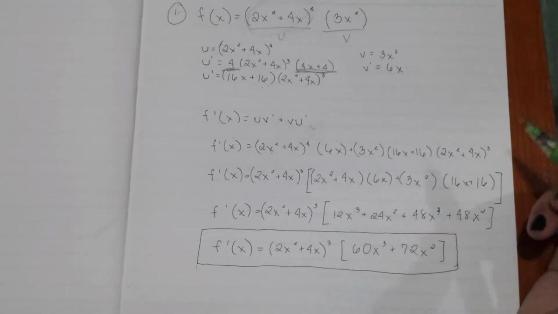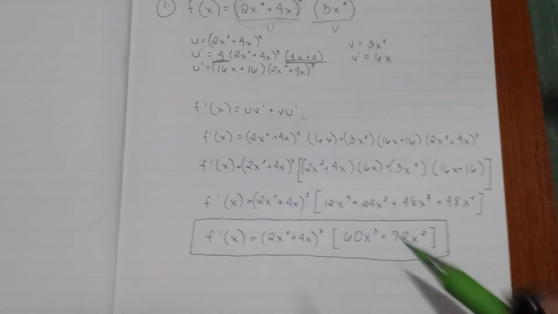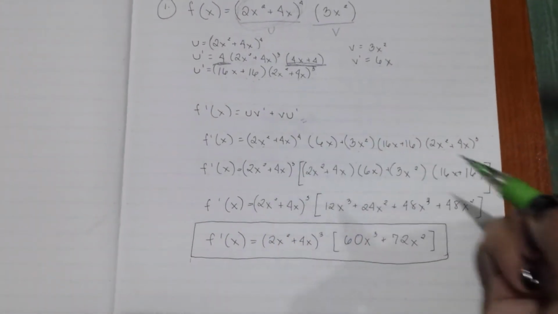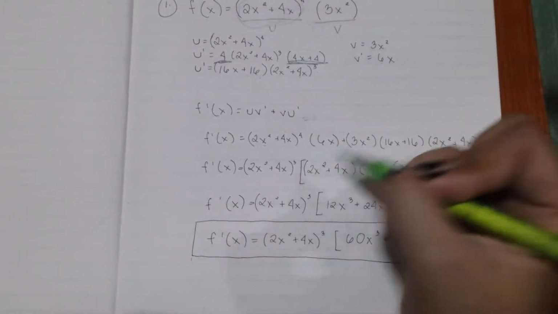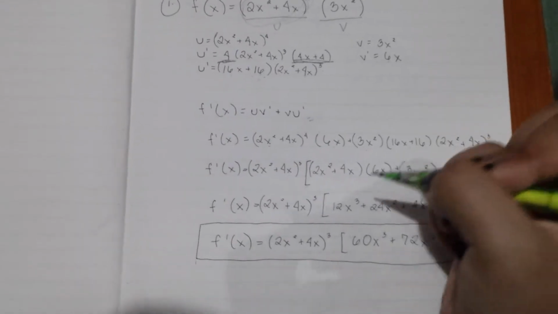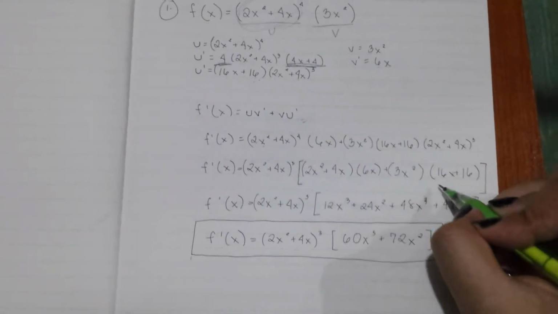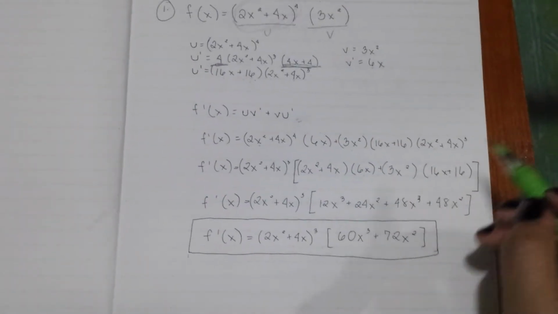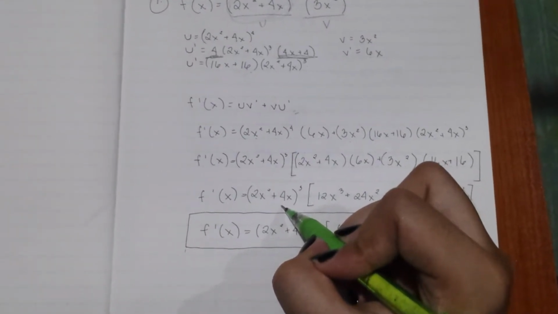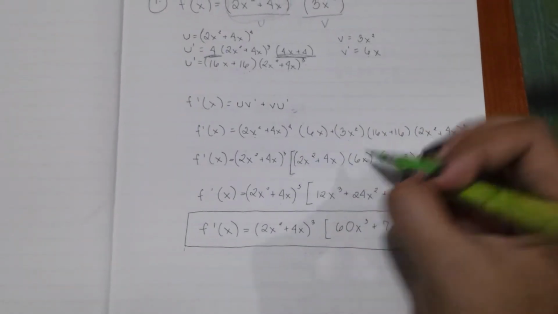raised to 3. So we can factor the equation. We will factor out (2x squared plus 4x) raised to 3, and then copy the remaining parts of the equation. So we have (2x squared plus 4x) times 6x plus 3x squared times (16x plus 16). Next, copy (2x squared plus 4x) raised to 3, and then multiply 2x squared and 4x by 6x.